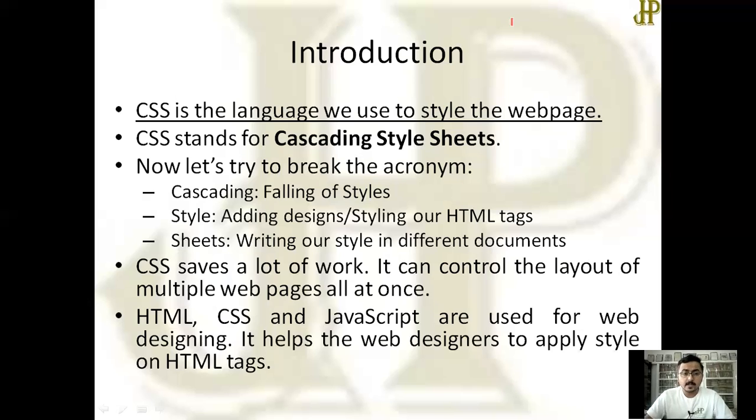That's why I have marked these three words. Cascading means falling off sheets. Style means adding design to HTML tags. And at last, sheet. Sheet means we are writing our style in a different document or in some other way. Clear?